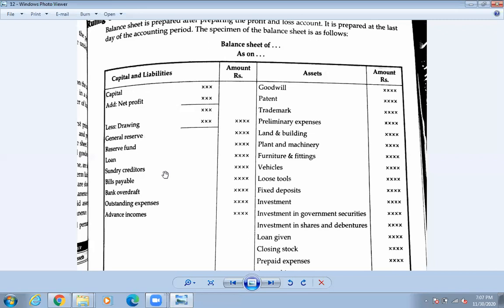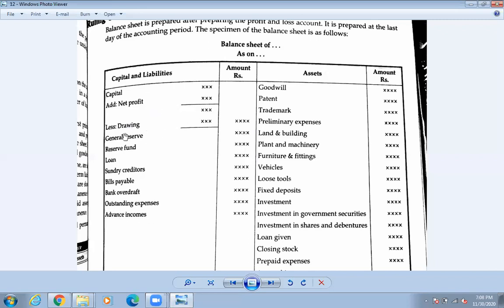Okay, but what are liabilities? We have something, but we also need to pay to someone. So whom we need to pay, that is called the liabilities, or the capital itself, it will be recorded in the balance sheet. Okay, so what are the things recorded in the asset side, or the other is the liability side. Let us see over here.